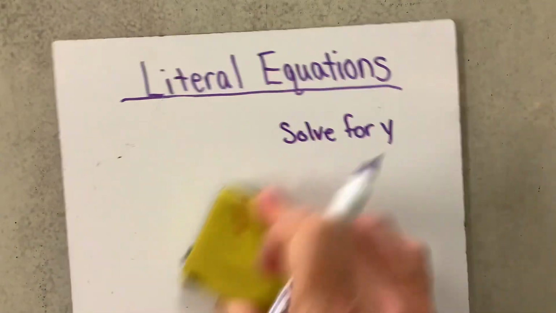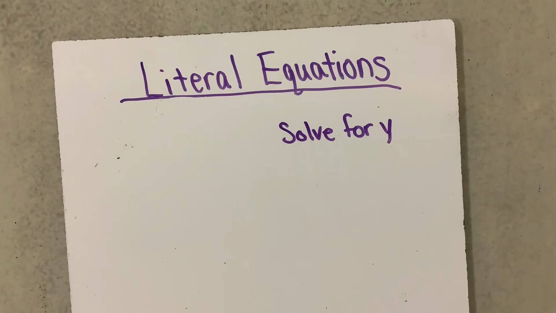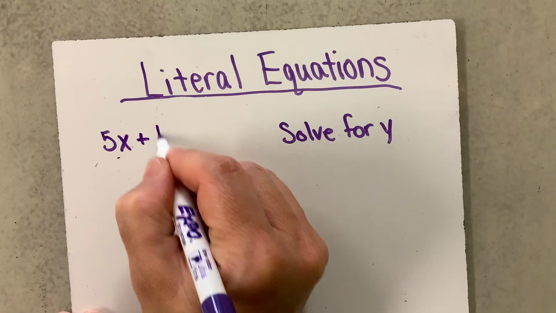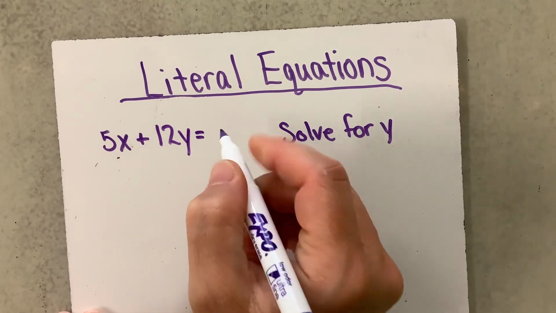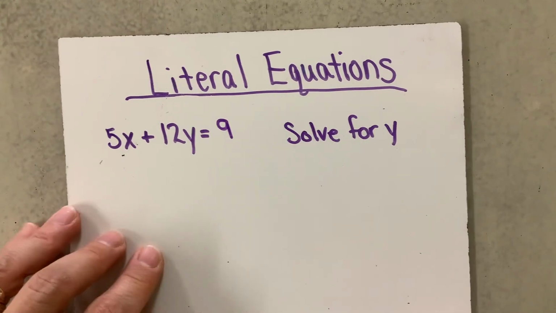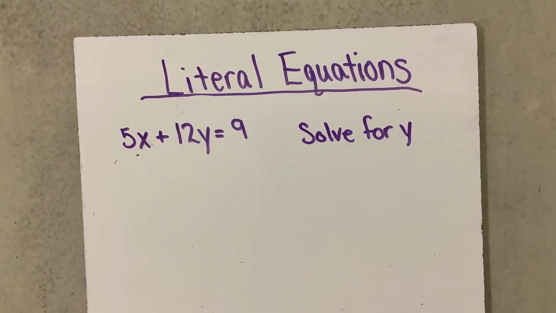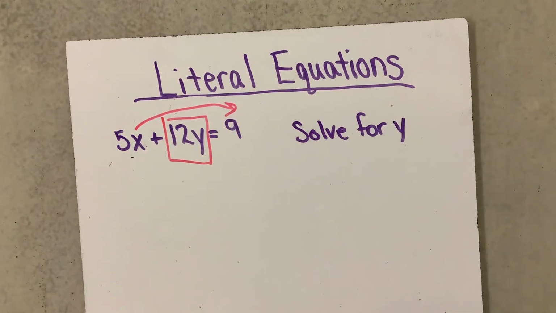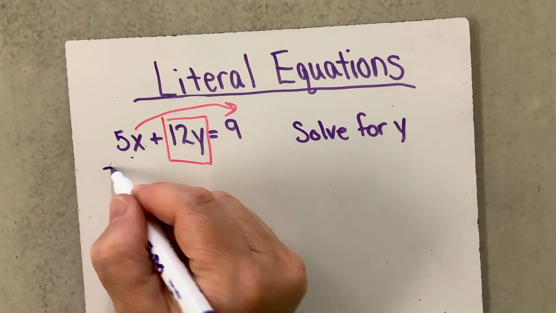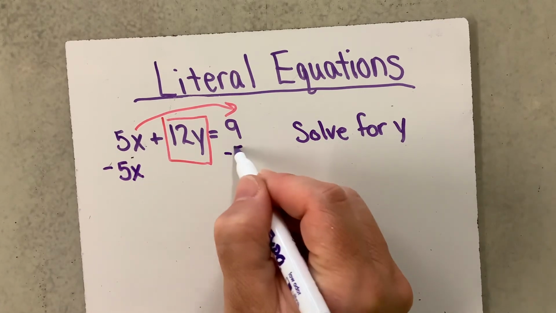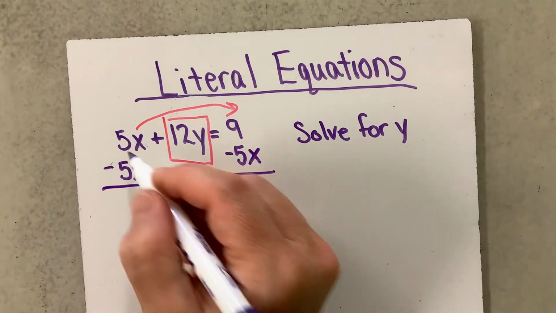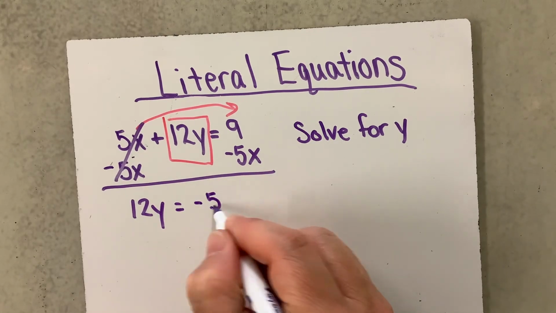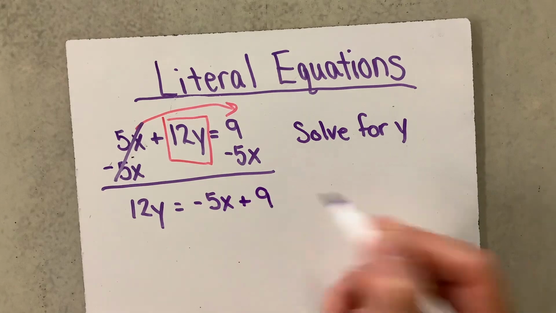Okay, so let's look at this one. Let's try 5x plus 12y equals 9. Okay, I want to solve for y again. Okay, this one's still grouped together, so I'm not going to touch it right now, but I'm going to bring the 5x to the other side. Okay, so I'm going to subtract 5x from both sides. When I do that, I'm left with 12y equals, let's put our x term first, so negative 5x plus 9.